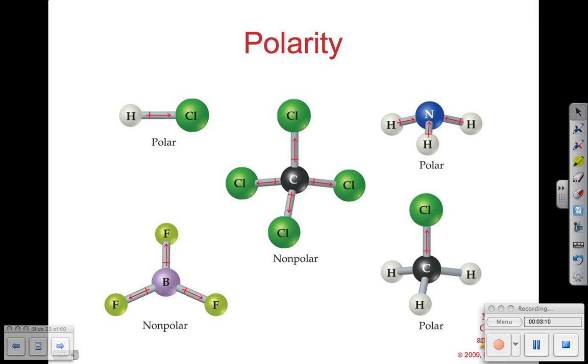So hopefully this gives you a better idea of what's going on when you take the individual dipoles that we were looking at in chapter 8 and then apply them to the three-dimensional shape of a molecular geometry.